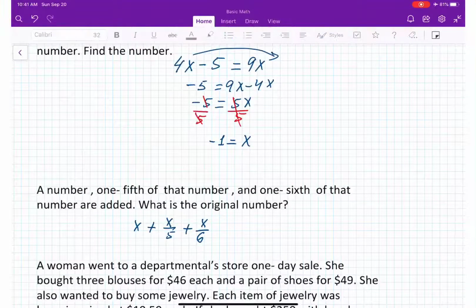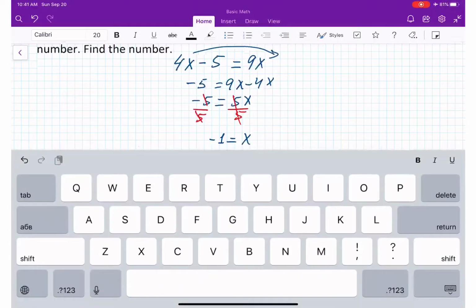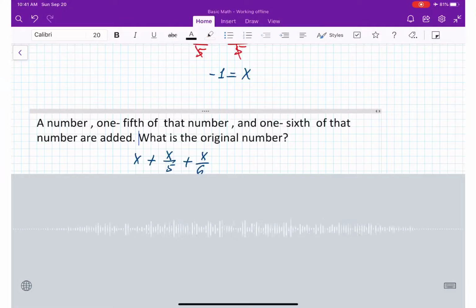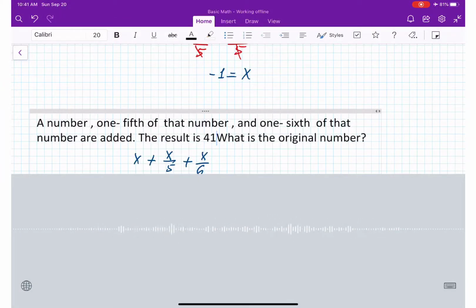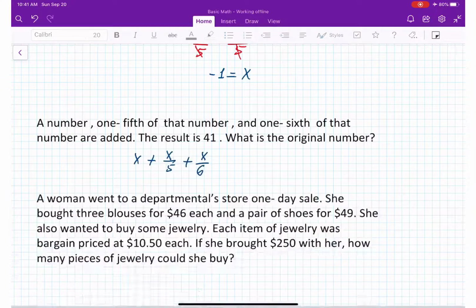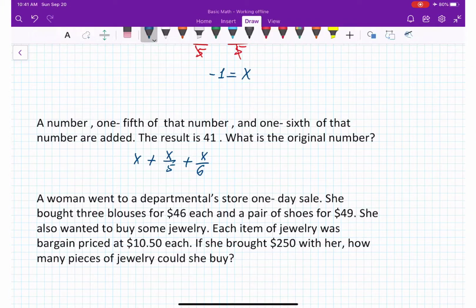Find a number, 1/5 of that number and 1/6 of that number, added. The result is equal to 41. Okay, now we need to find these numbers.